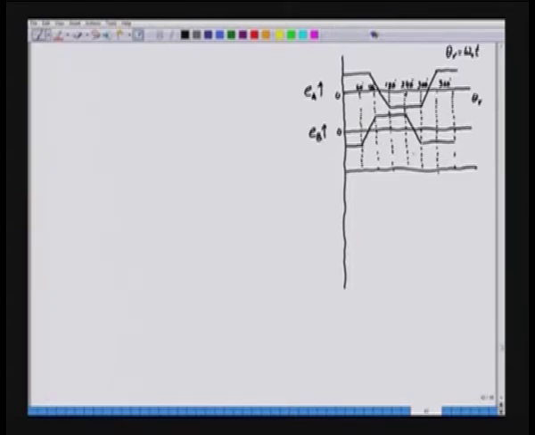So, phase C will have the maximum positive voltage here, and then this will have the negative voltage here for 120 degrees, and again the maximum positive voltage here. So, this is the waveform for phase C. We are plotting everything against theta r, the rotor angle.